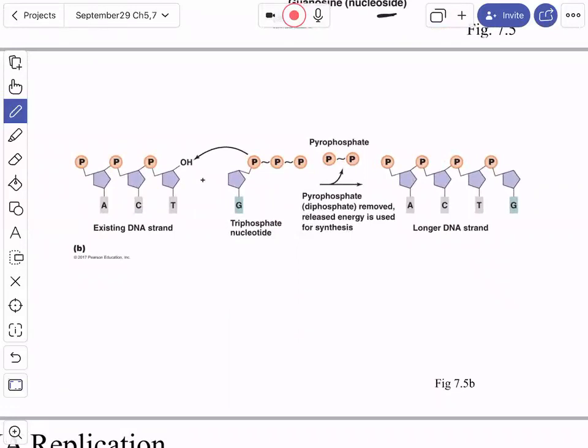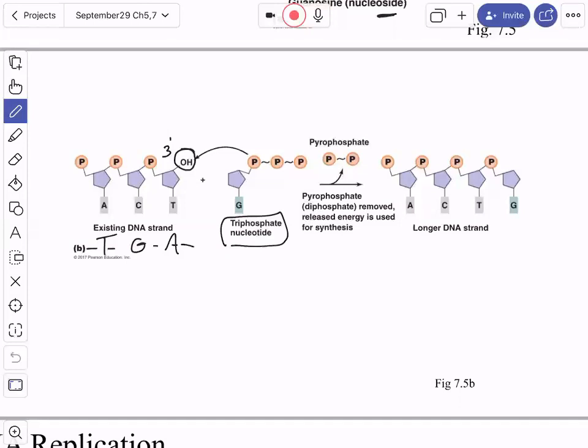So if you have, of course, here's an existing DNA strand. Of course, you're going to have a template strand here with T, G, A bases here. The new triphosphate nucleotides are always going to need a free hydroxyl group here, a 3' hydroxyl group, in order to add the next triphosphate nucleotide on.